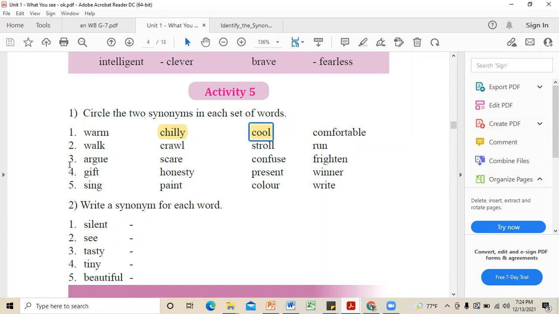So the 4 words which are given are walk, crawl, stroll, run, right? So can someone try which 2 words are synonyms here? Maybe crawl and stroll.